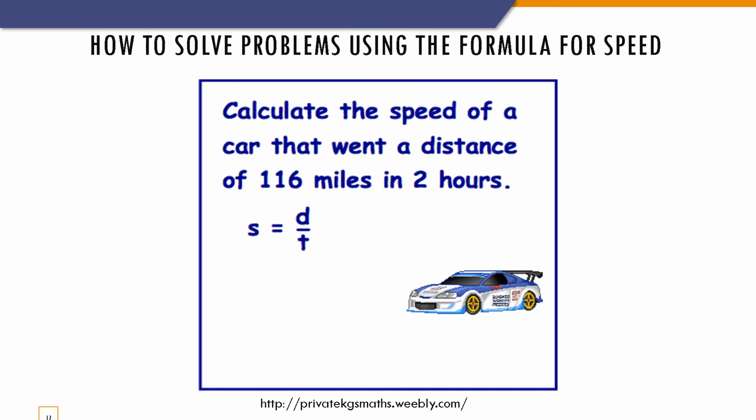So, let us try to solve problems using the formula for speed. First we have to read the problem. Calculate the speed of a car that went a distance of 116 miles in 2 hours. Our distance is 116 miles and our time is 2 hours. So, we just have to divide 116 by 2 and then we are going to get 58 miles per hour. Ganun po mag-compute ng speed.